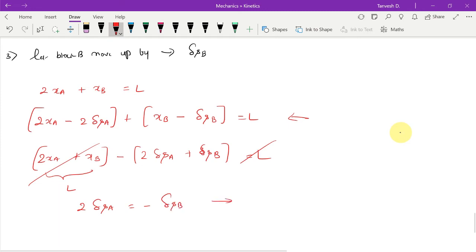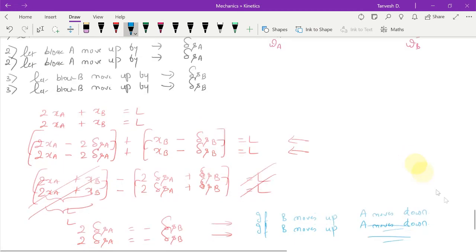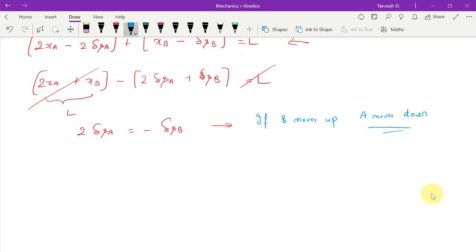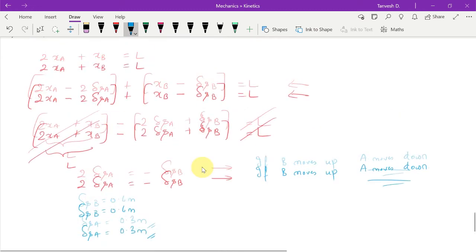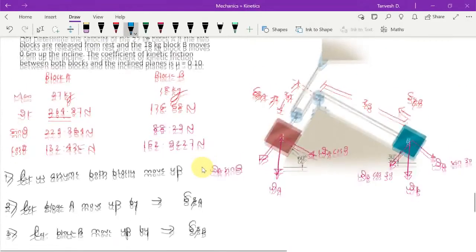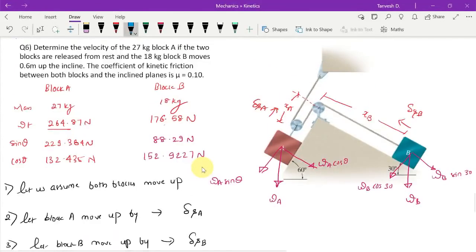This statement says that if B moves up, A moves down. So now we are assured about their movements and we will take this movement only. Since delta SB is 0.6 meters, delta SA will be 0.3 meters. Now we can actually use the equation of work done is equal to change in kinetic energy.